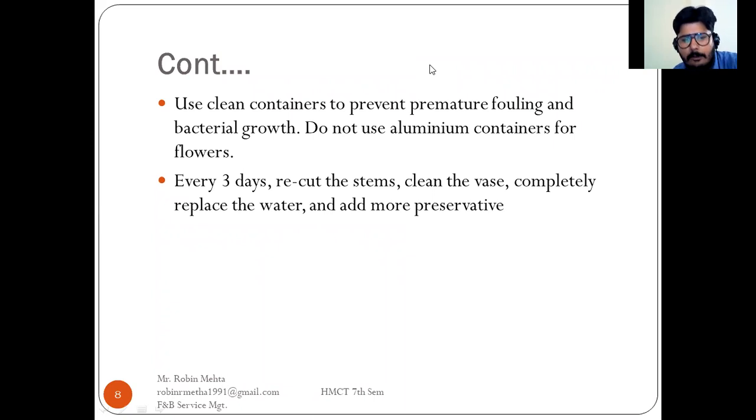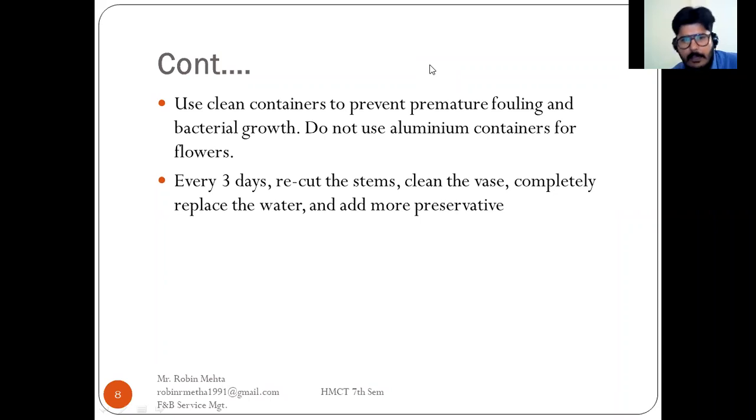We can use copper containers, silver containers, or natural containers, or containers prepared with sand, or maybe with wood also. So try to avoid aluminium containers. Okay, every 3 days, recut the stems, clean the vase completely, replace the water, and add more preservatives.